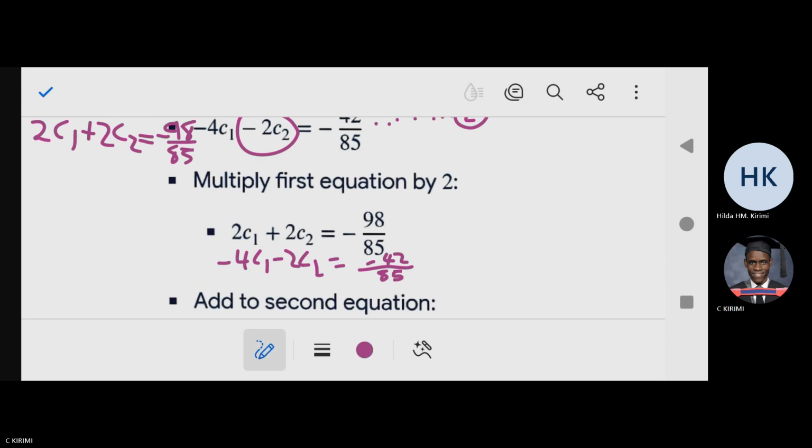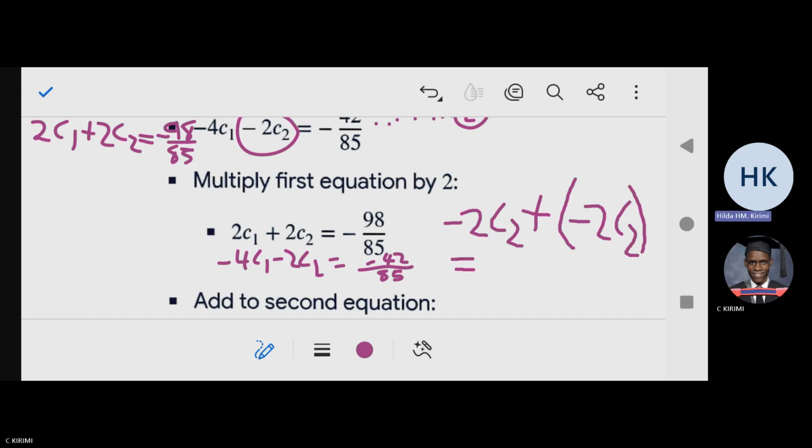Minus, can you see? Minus 2C2 plus, we are adding. But what are we adding? We are adding plus, minus 2 what? C2. What do you get here? It's minus 4C2. You get what? Minus 4C2. We are getting minus 4C2.